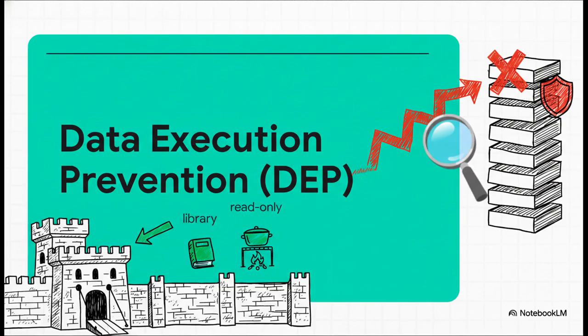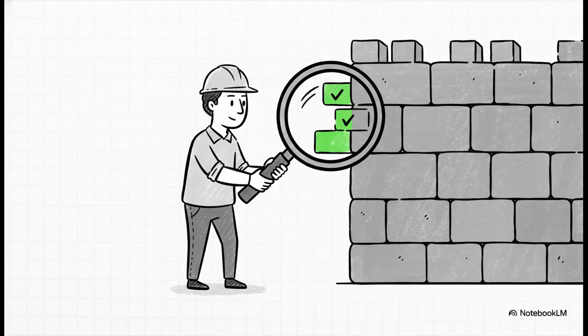You can go into the library and read all the books you want, but you are not allowed to issue new royal decrees from in there. DEP does the same thing. It marks areas of memory that are only meant for data, like the stack, as non-executable. So even if an attacker manages to write their malicious code there, the processor just flat-out refuses to run it. Simple as that. And just like inspecting a real fortress, engineers have tools to check the walls.